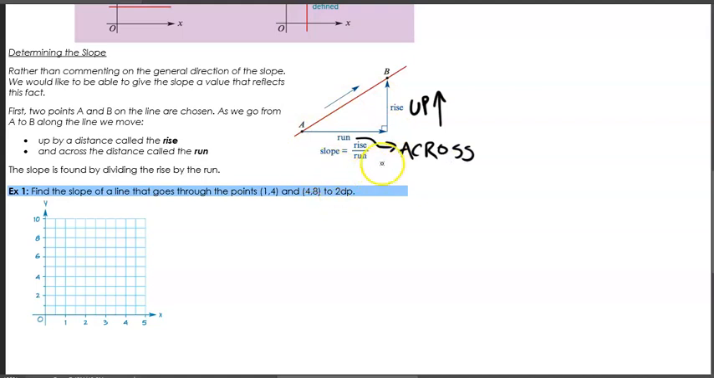And to get the slope, if we get our distance up as a number and our distance across as a number, our slope is determined by the rise divided by the run. This is a formula that was made up by mathematicians. There are different ways of getting a characteristic number for a slope, but the best way is just to get the rise and then divide it by the run.